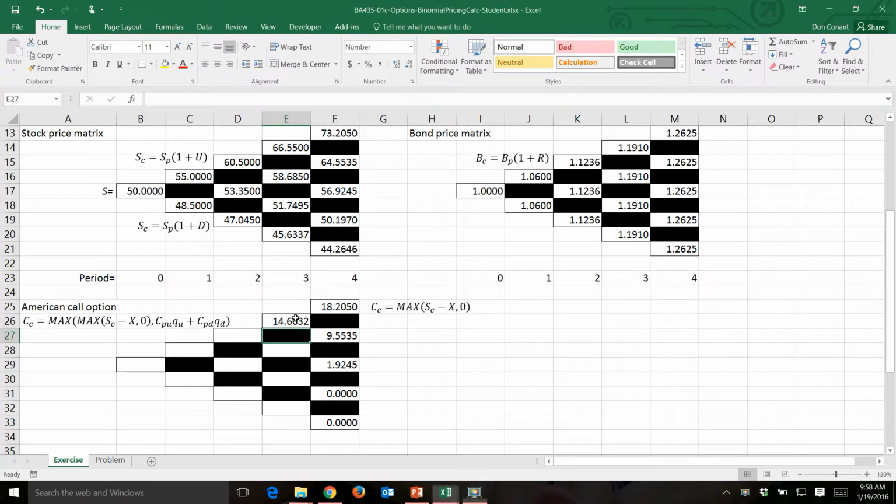Now, because I used proper cell referencing, I can move my cursor here and just copy this value with Control C and then paste it, working backwards throughout the sheet. And that will give me my values for the American call option price. So my current American call option price is $6.8180.